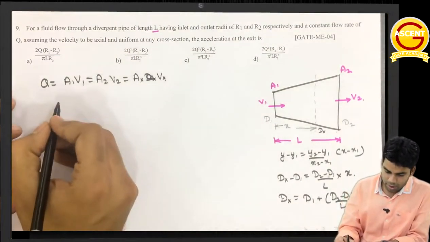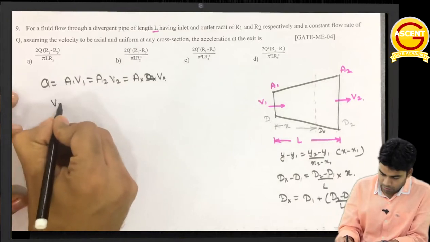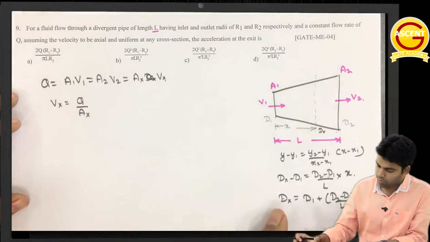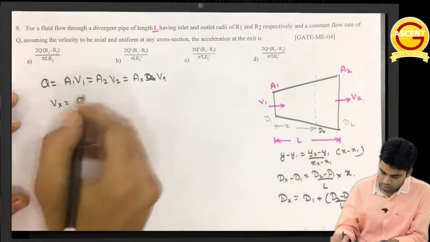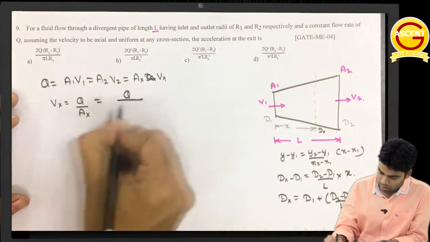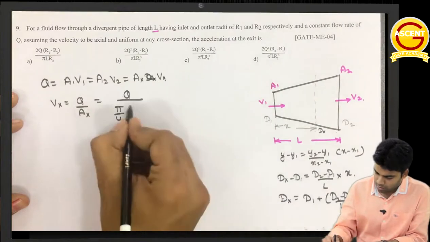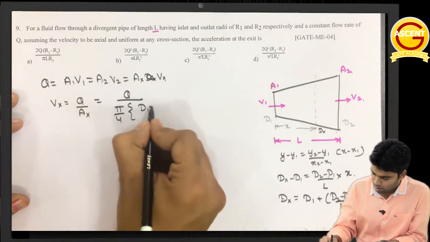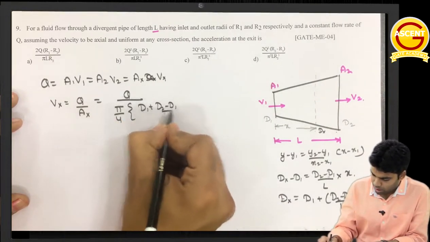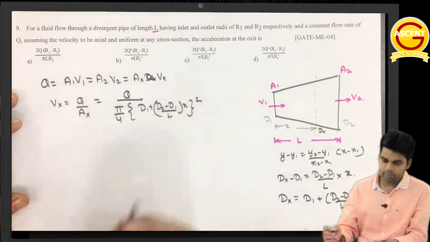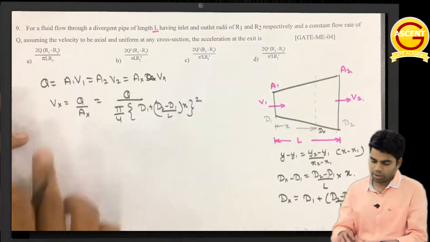Okay, so from here we can determine the value of this Vx. This Vx will be equal to Q by Ax. Now we have the value of this diameter, so we can determine the value of this area. So Vx will be equal to Q divided by Ax, which is pi by 4 into d square, which is (d1 plus (d2 minus d1) by L into x) whole square. Getting this or not?